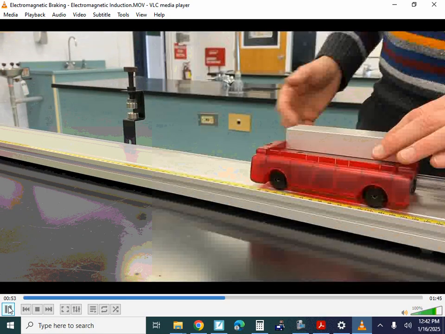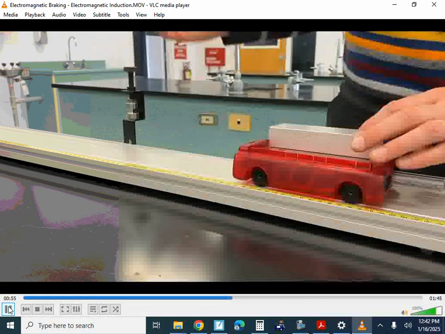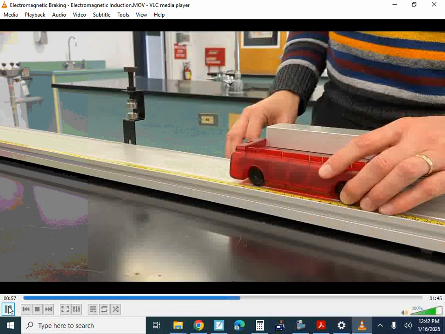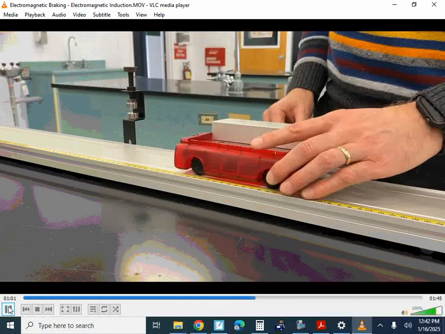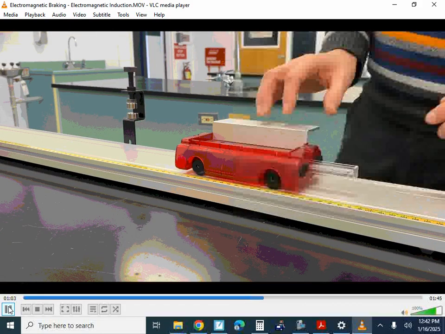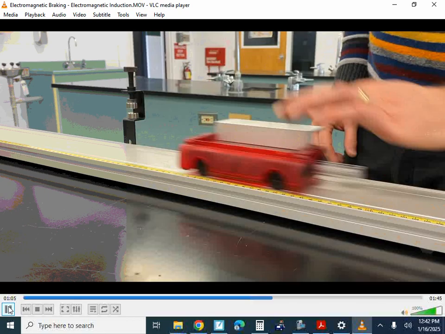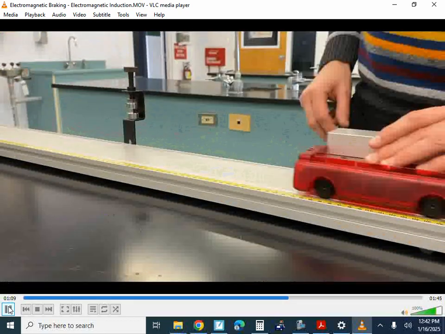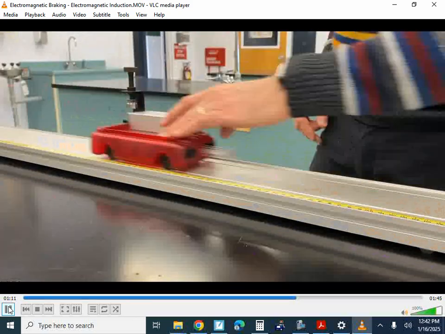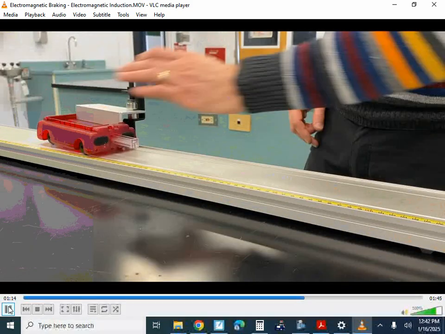Of course, as Lenz's law says, and conservation of energy logically says, the new magnetic field that's produced would oppose the magnetic field that was changing. So try and give the part a push, and as soon as it gets into that area, it slows right down. You can see it curving to the left using the braking effect.